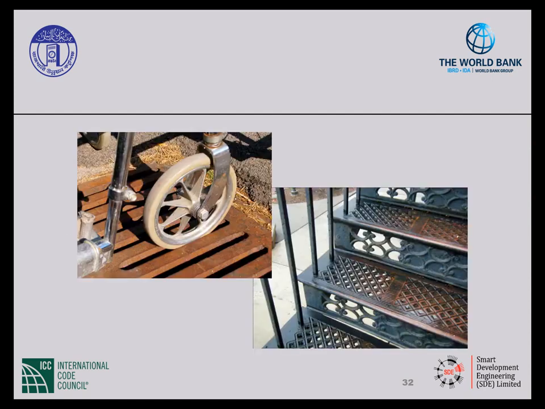And here we show where a wheelchair has gotten stuck in the grating. This is a good example of why the opening should not be more than 12 millimeters in any direction. Now what about the slide on the right? You have grating that's used as a tread on a stair. Is this appropriate? Provided that the openings are no more than 12 millimeters in any direction, it is appropriate for a tread.